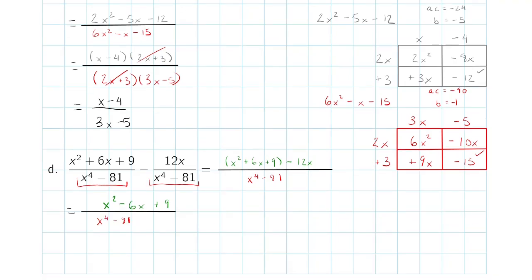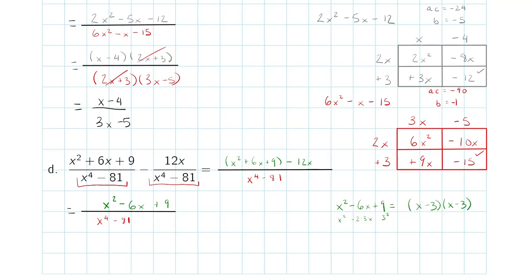We'd like to simplify, so we need to factor our numerator and denominator. X squared minus 6x plus 9. We actually recognize that as a perfect square, right? This is x squared. This is 3 squared. This is negative 2 times 3 times x. So this is going to be x minus 3 squared, or x minus 3 times x minus 3.